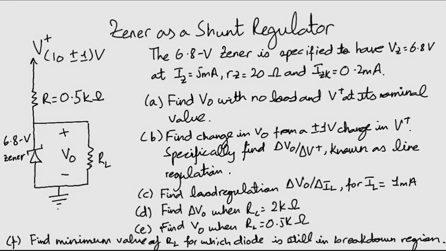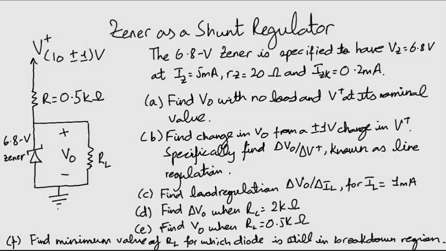The 6.8 volt Zener diode in the circuit on your screen is specified to have Vz equal to 6.8 volts at Iz equals 5 milliamperes, Rz equals 20 ohms, and Izk equals 0.2 milliamperes. The supply voltage V plus is nominally 10 volts but can vary by plus or minus 1 volt.